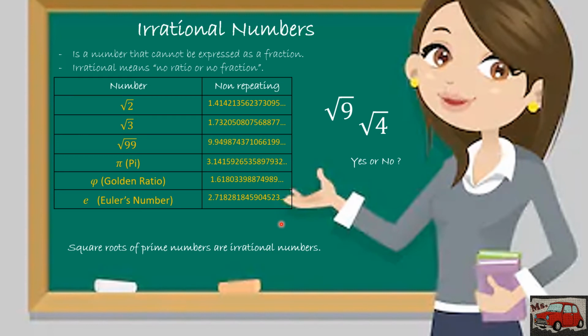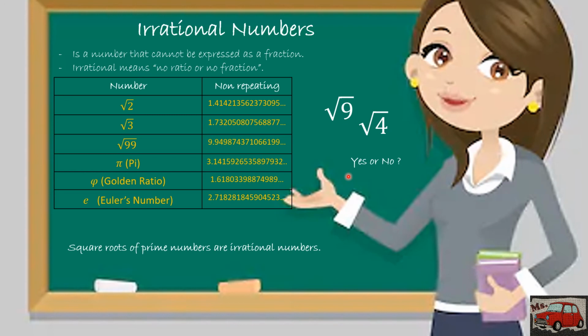Okay? So, how about this one? Square root of 9 and square root of 4. Are they rational numbers or irrational numbers? So, sagutin natin. Square root of 9 is 3, right? Square root of 4 is 2. Diba naalala natin na 3 and 2 are rational numbers because you can turn them into fraction, right? So, therefore, these numbers are rational numbers.